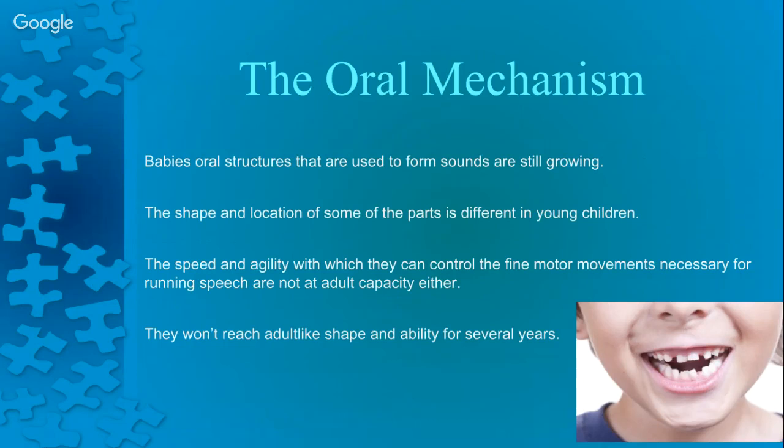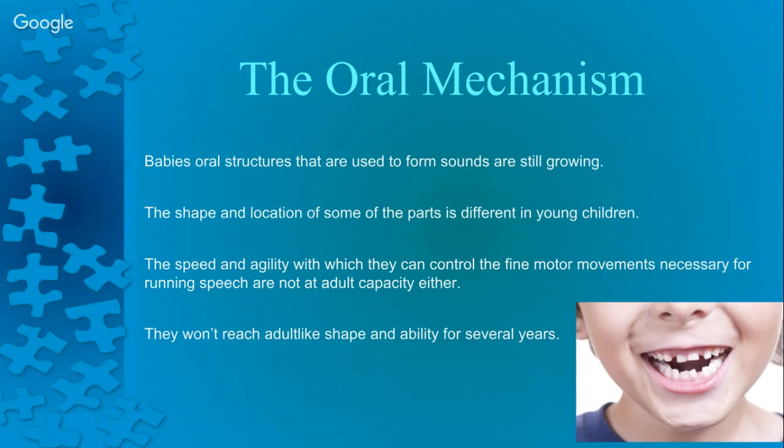Babies are born toothless for the most part, and the shape of their mouth is designed ideally for nursing, for feeding, and a little bit of exploring their environment. The shape of their mouth, the parts of their mouth, will grow over the next few years until they have acquired a similar structure to that of adults. The speed and agility with which they can control the movements of this growing mechanism does not reach adult capacity for quite a while.